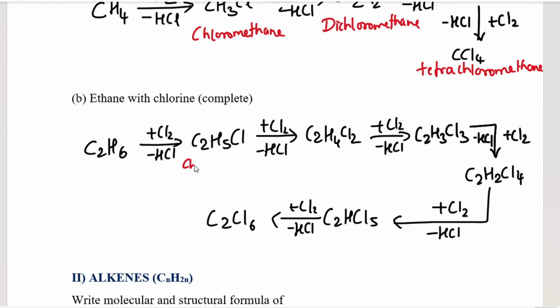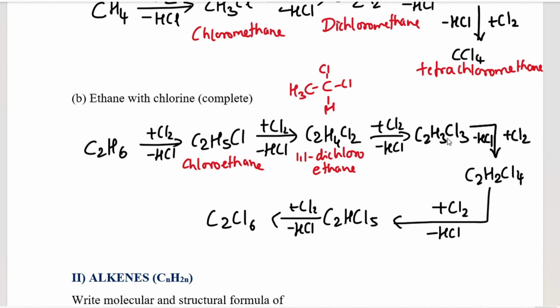C2H5Cl means chloroethane, right? Now C2H4Cl2. This chlorine is on the same carbon. So the structure will be like this. CH3CHCl2. Okay, this is the structural formula. So what will you write? 1,1-dichloroethane, right?